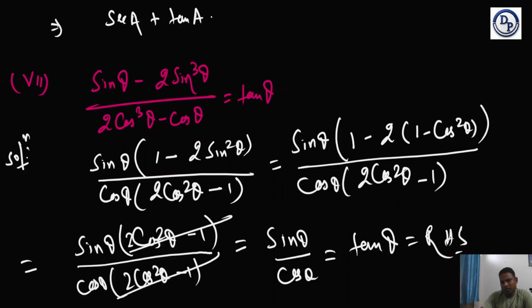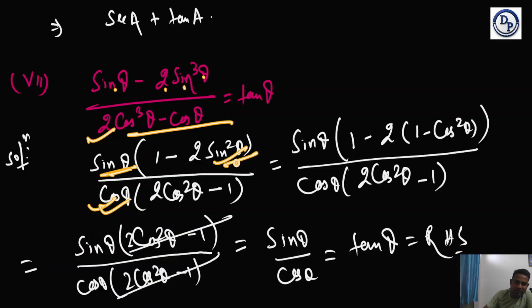So one thing can be done here: sin theta is here as well, sin cube theta is there, cos cube theta and cos. So we can take sin theta common from above and cos theta common from below. So I did the same. We took this sin theta as common, left with 1 minus 2 sin square theta. Here as well, we have taken cos theta out.